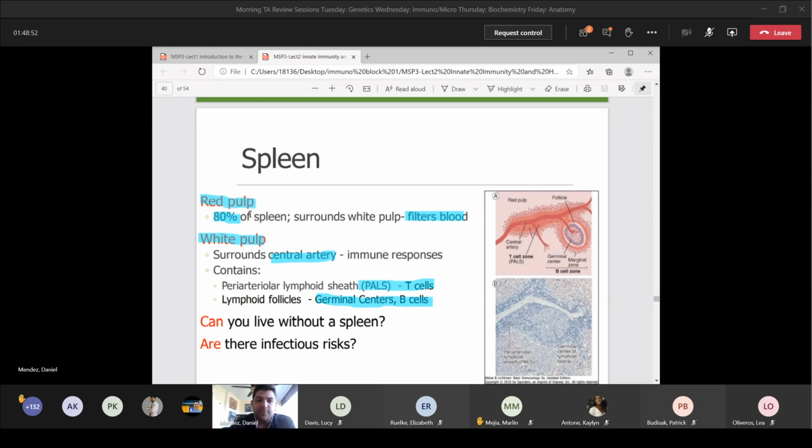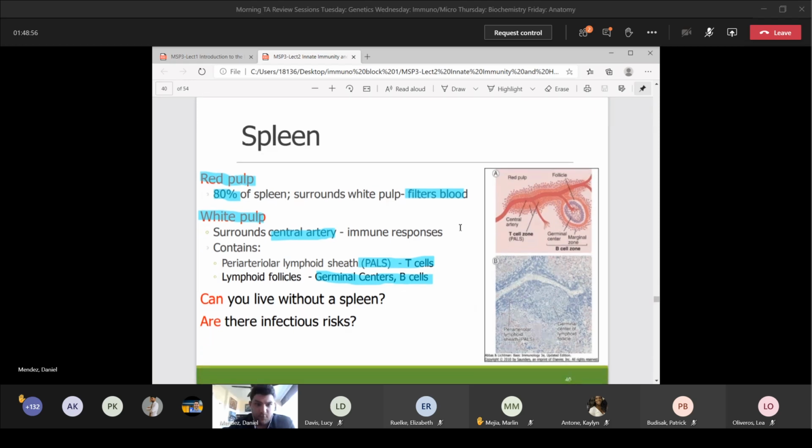The red pulp is 80% of the spleen, and that's where you're filtering blood. The white pulp, you have two sections in your white pulp. You'll go over this more in histology, but you do need to know this for this upcoming test, because this was another one of those curveball questions that she threw at us out of nowhere that no one was expecting.